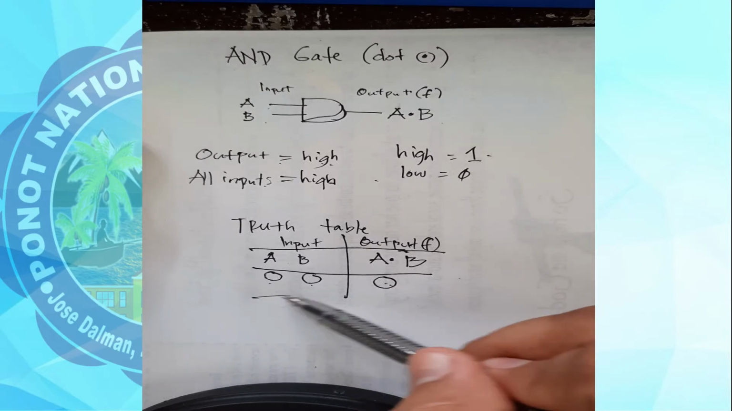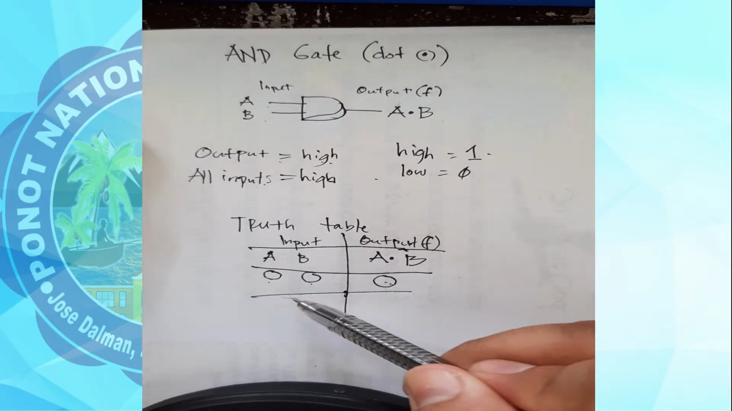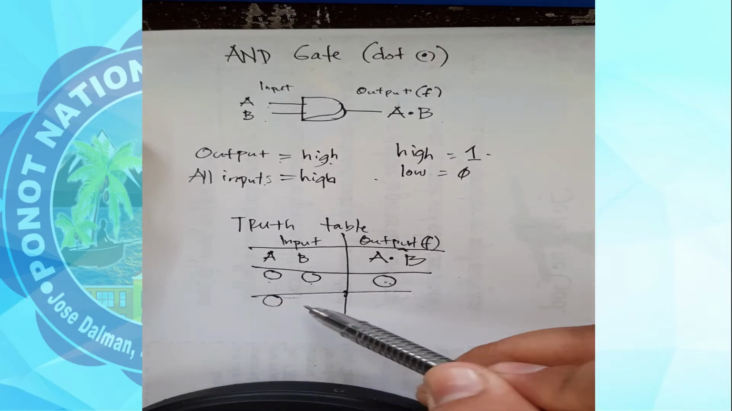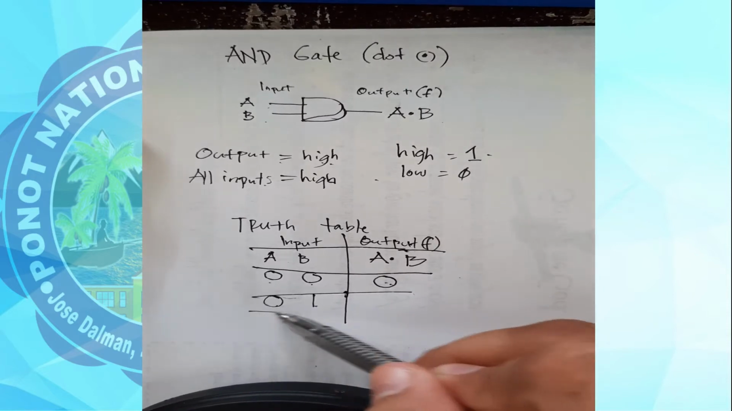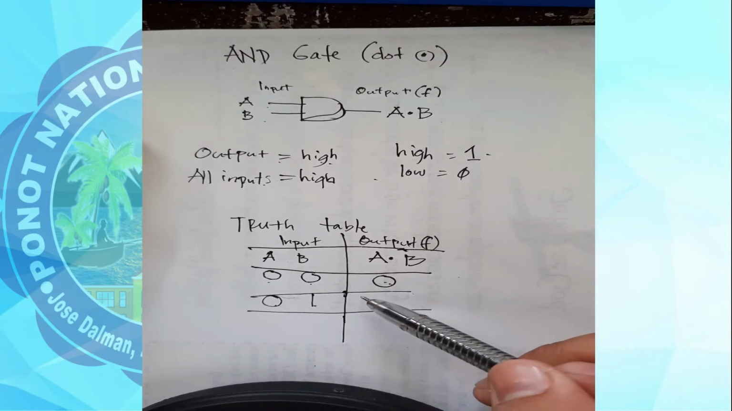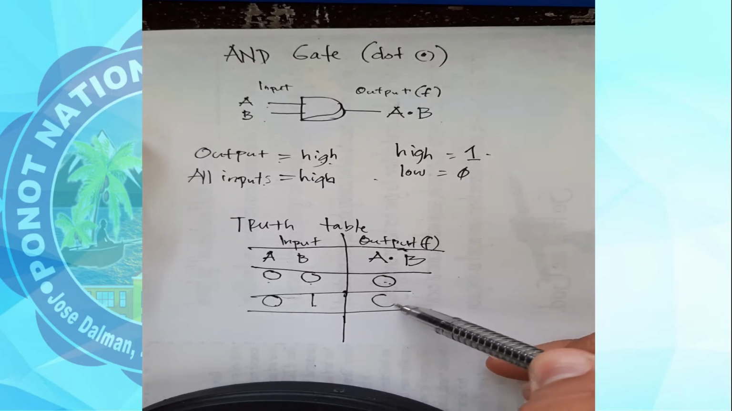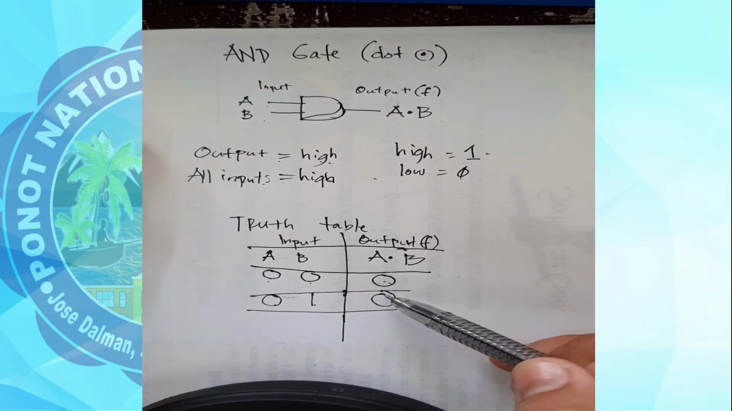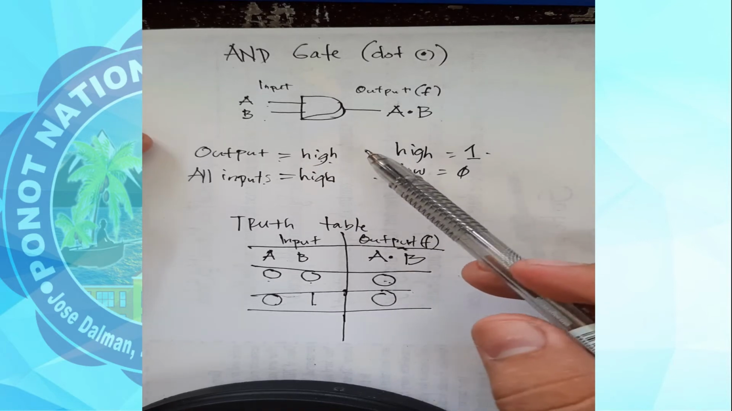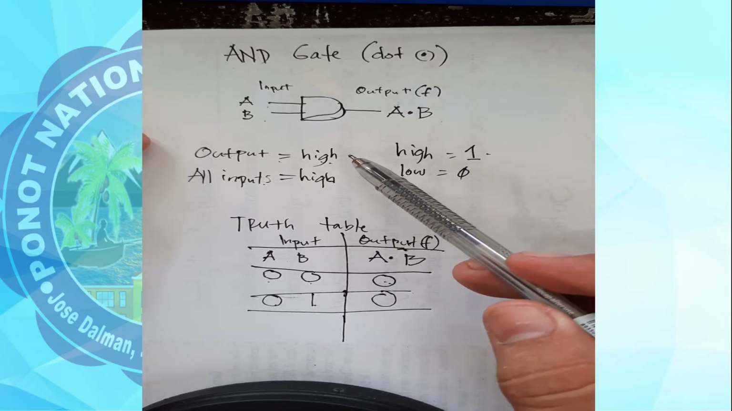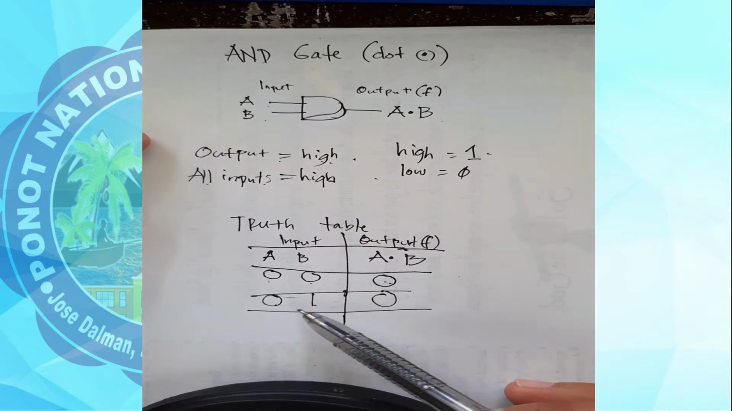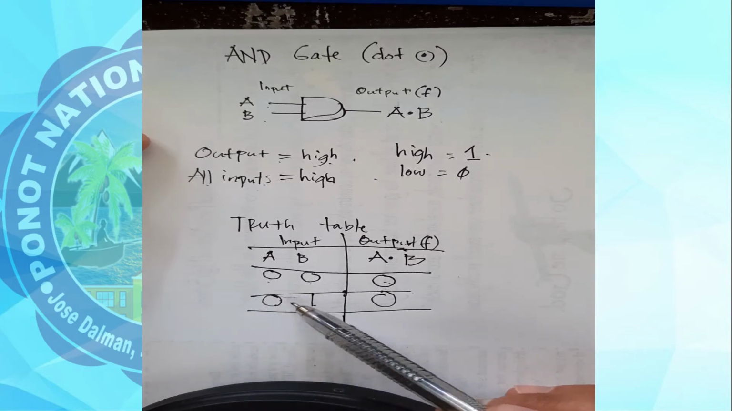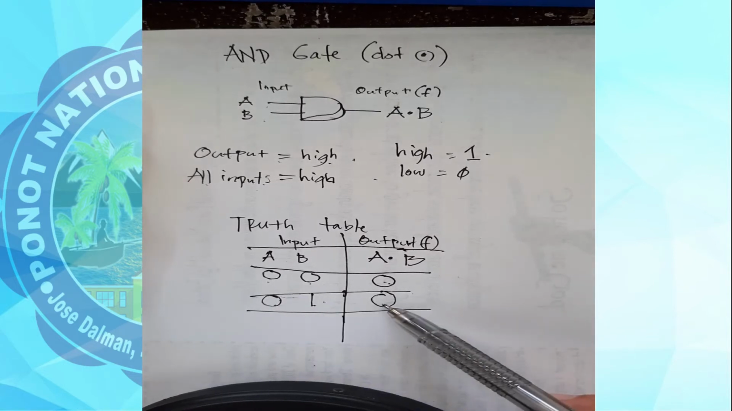Okay? Next, what if our input is the other one is 0 and the other one is 1. 0, 1. What will be our output? So our output will be 0 because according to AND gate, your output will be high or 1 if all inputs are high. But in this case, we have one low and one high. So the logic is the output will be low.